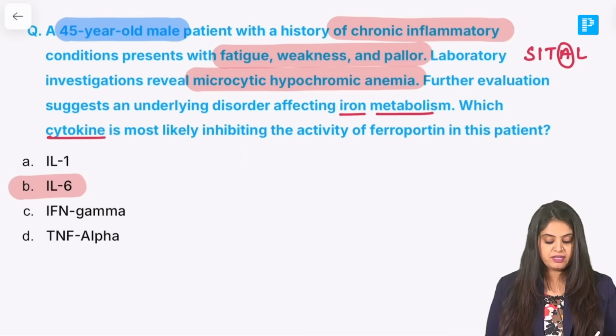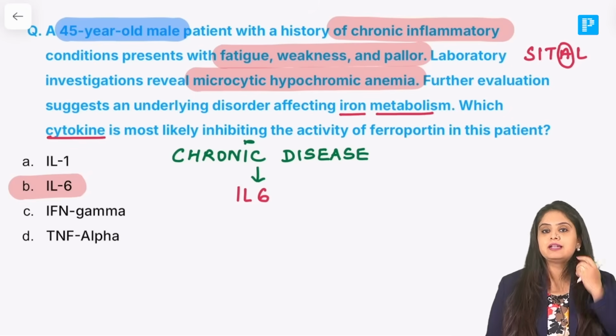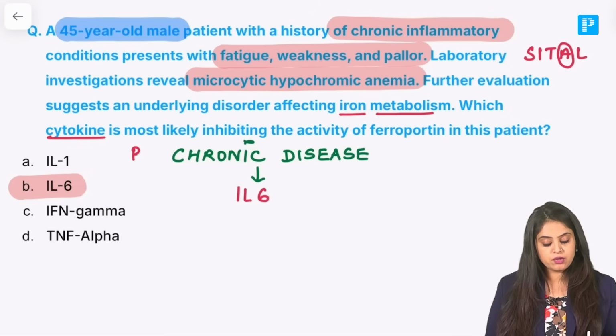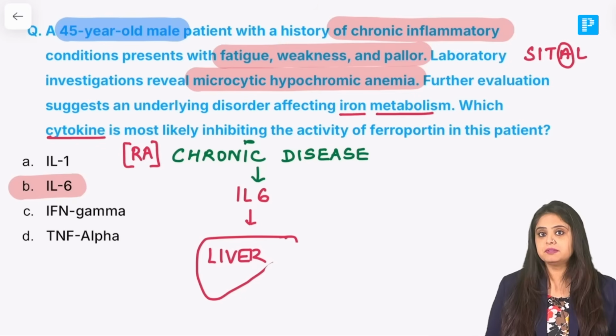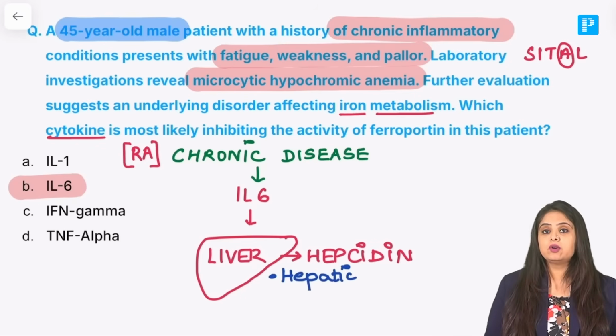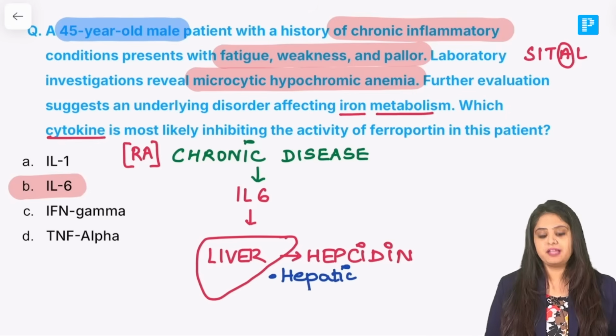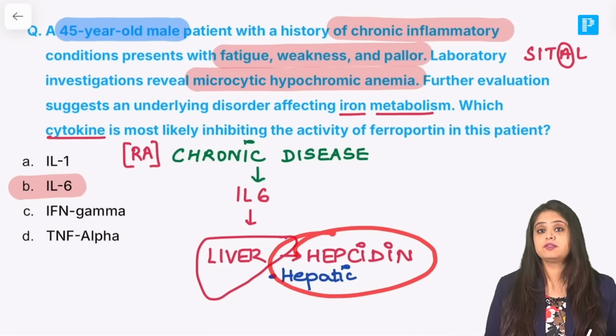I hope you know, whenever we are dealing with chronic diseases, like let's assume they would have given you a chronic disease like rheumatoid arthritis, which is their favorite chronic disease in the exam. These chronic diseases release interleukin 6. Now what does interleukin 6 do? It goes and acts on the liver, and liver then releases one of the most, you can call this master regulator, and that is hepcidin. So this is a master regulator of what? It is a master regulator of iron metabolism.